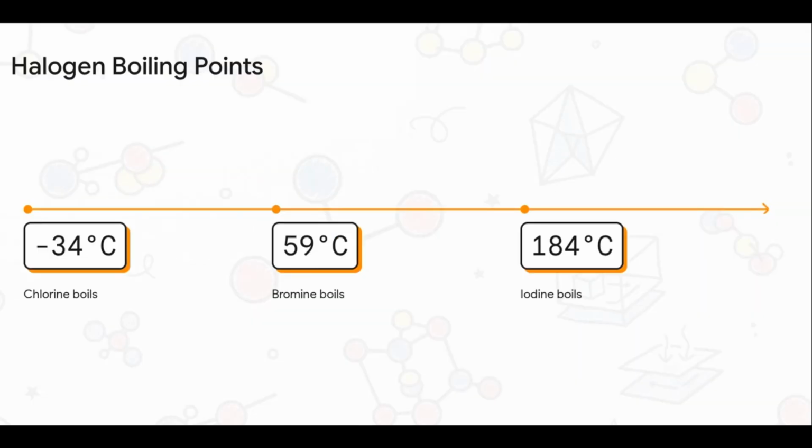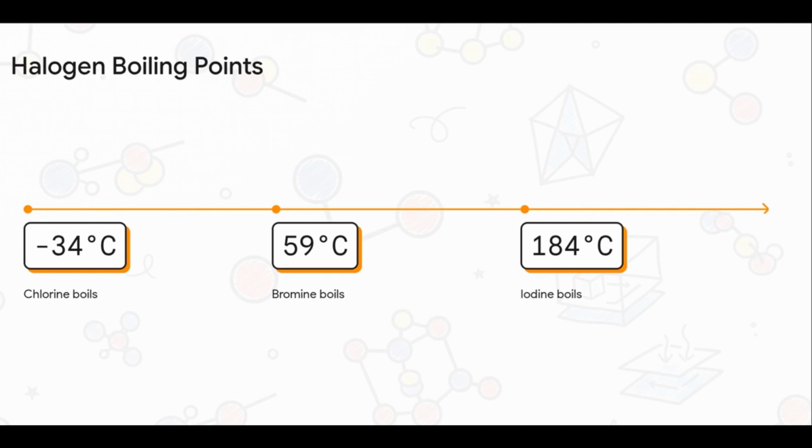We can see this brilliantly illustrated in the halogens. Think about this trend for a second. Chlorine boils at a freezing -34 degrees Celsius. Bromine jumps to 59 degrees, and iodine all the way up to 184 degrees. So why the massive jump?